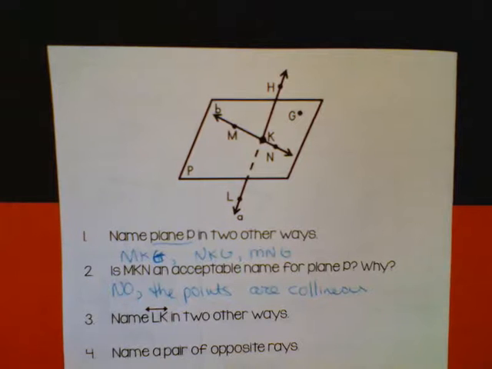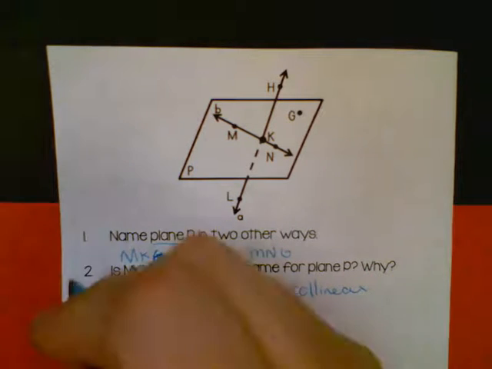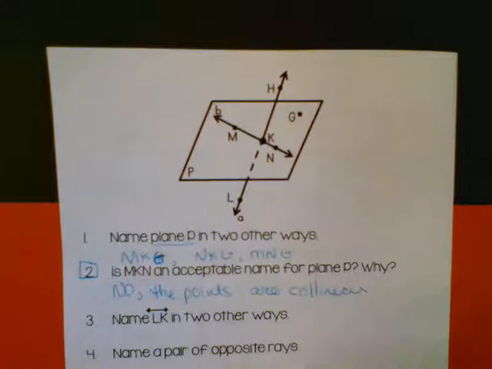We can't use those three points on that line to name the plane, because we actually have an infinite amount of planes that can go through that line. And when we make our models in class, it might make more sense to you. We'll talk more about that one in class too, because sometimes it's hard to visualize the planes going through lines. But any line can have an infinite amount of planes going through it.